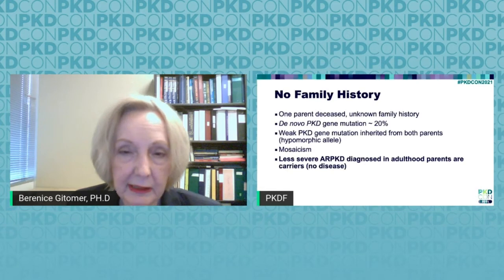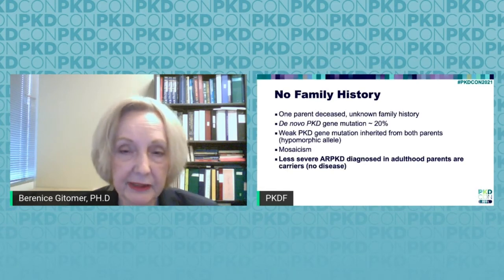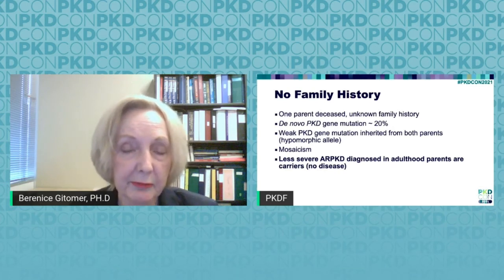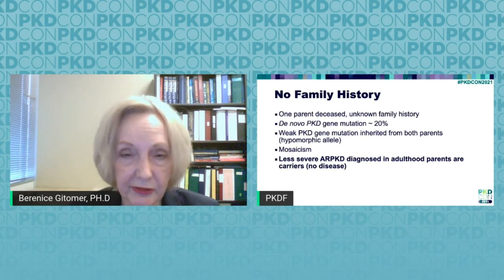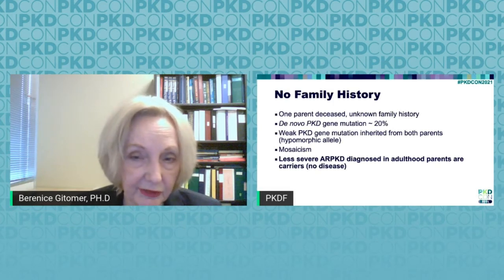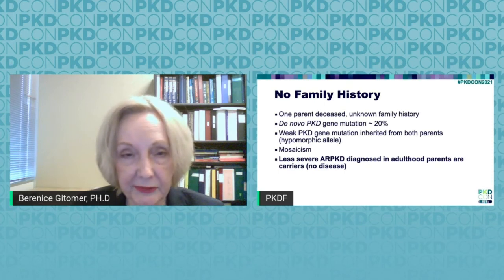So another cause of potential lack of family history is if, in fact, it is not ADPKD, but it is a mild form of ARPKD. Both parents, again, are not going to be expressing symptoms, but this is the type that could express or be diagnosed in adulthood in a child without apparent affected family history.